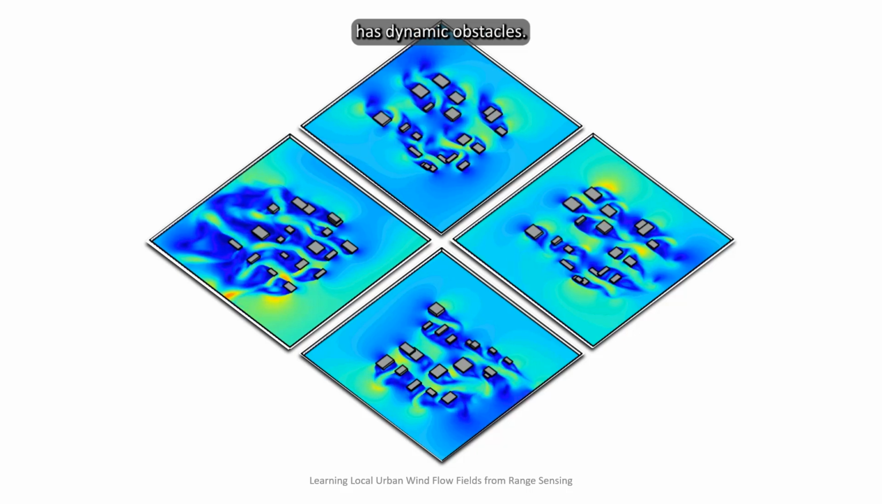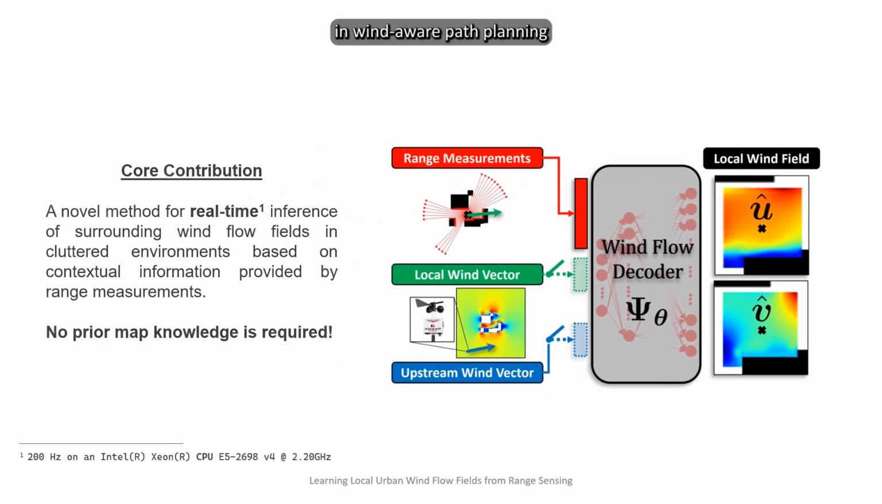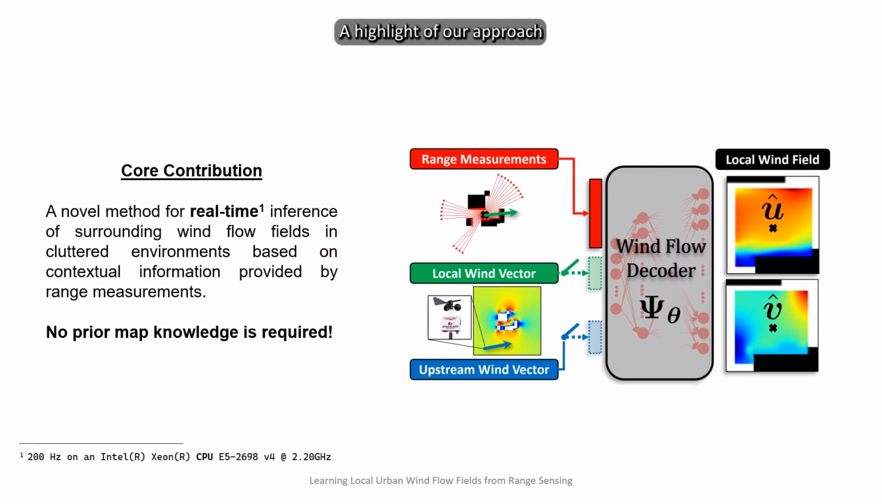has dynamic obstacles. To that end, we present a method for predicting wind patterns in a region around the robot based on local context. Our method leverages deep learning to achieve real-time prediction rates, an attribute that makes it highly appealing for applications in wind-aware path planning and optimal control. A highlight of our approach is that no prior knowledge of the building geometry is necessary. Inference is instead accomplished using immediate information about the surrounding buildings provided by range measurements.